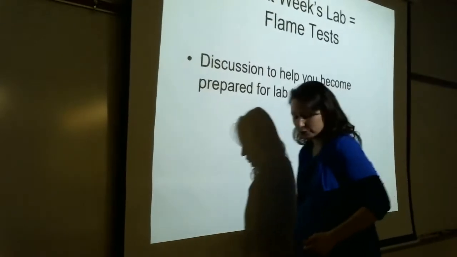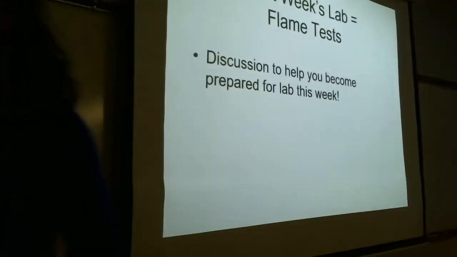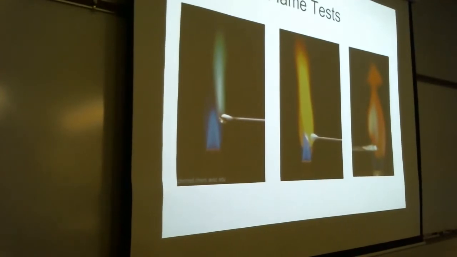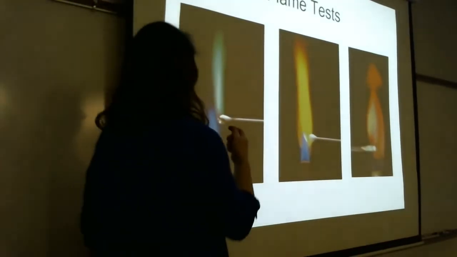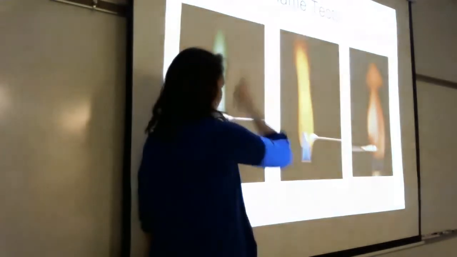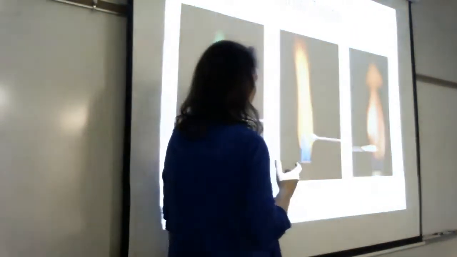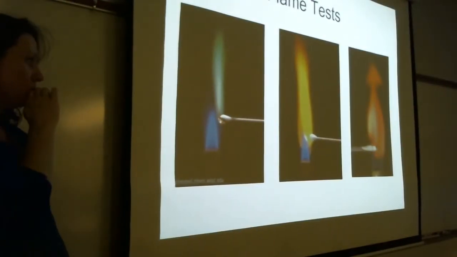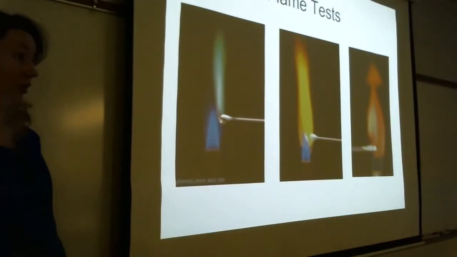Maybe you did this in high school or prior classes. What we'll be doing is taking a sample and putting it in the Bunsen burner. We're going to see these pretty colors. And remember last week when we were talking about the Bohr model, I said there are some things about the Bohr model that actually are correct.